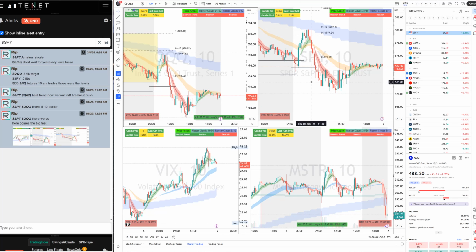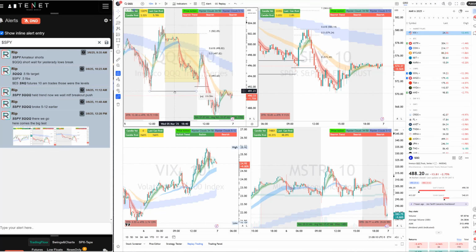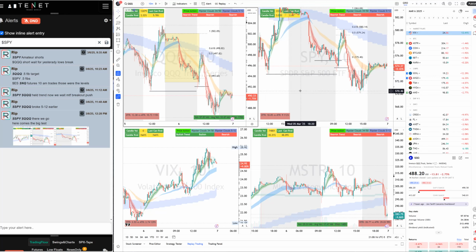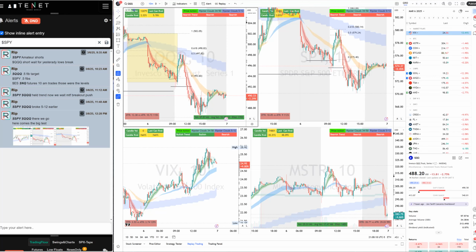I was actually guiding the short in the community when we broke this. This was a short, and I was guiding the short under yesterday's lows on SPY and QQQ as well. So I was guiding the short. So there was no long. There was a long here, probably a chop here, but there was no trade here. There's no additional trade here because we are under the MTF clouds.